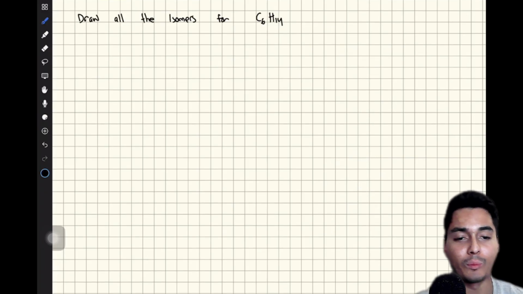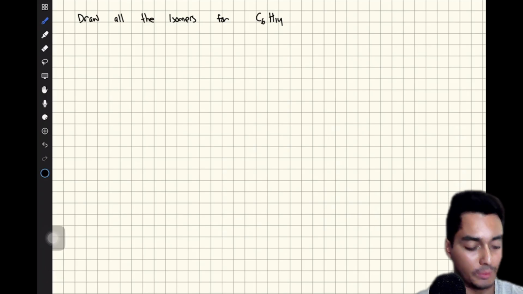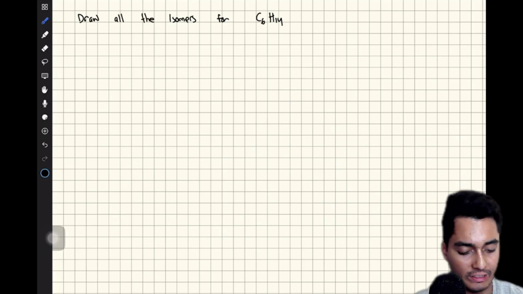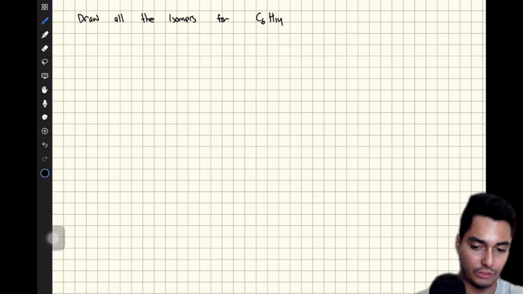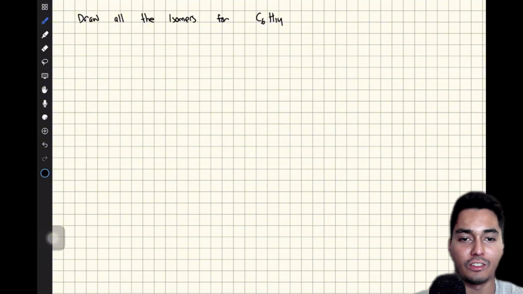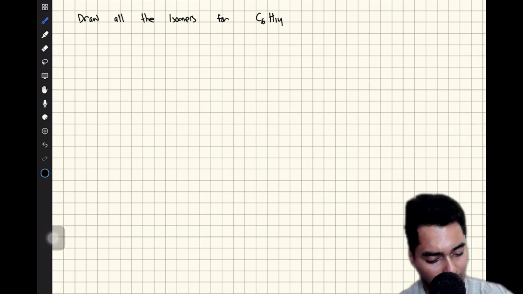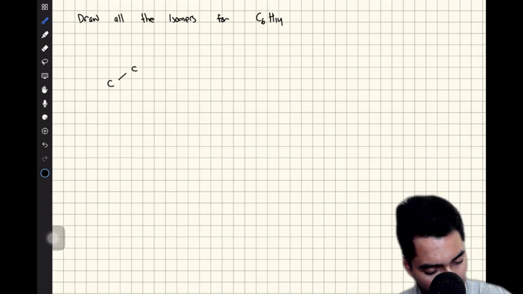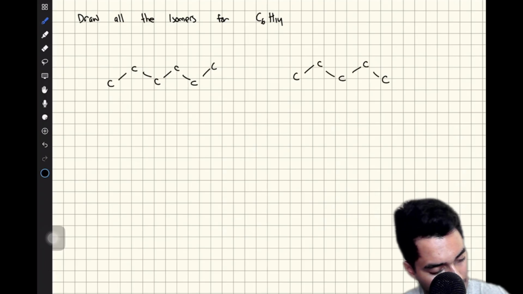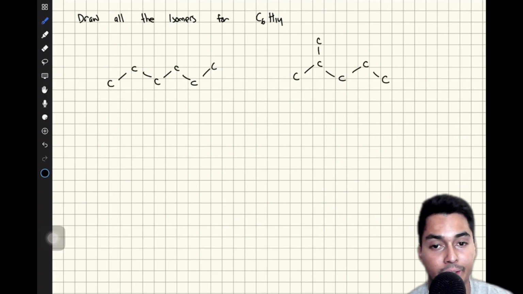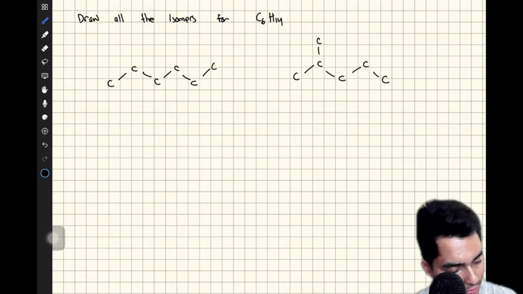Okay, we're going to do one more example, and this is to draw all the isomers for C6H14 here. So we're going to start by doing all the branches. I'm going to do it systematically, just like so. So I'm going to have a 6-carbon chain. I'm going to have a 5-carbon chain. I'm going to put 1 carbon that lives right there. And I'm also going to have another copy of a 5-carbon chain.